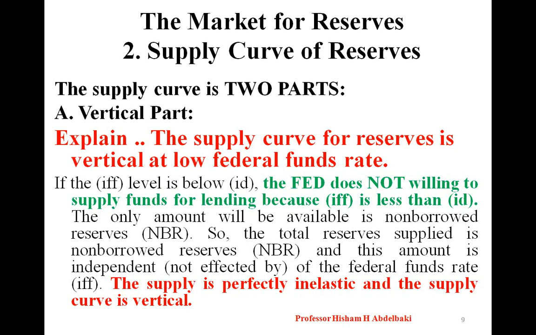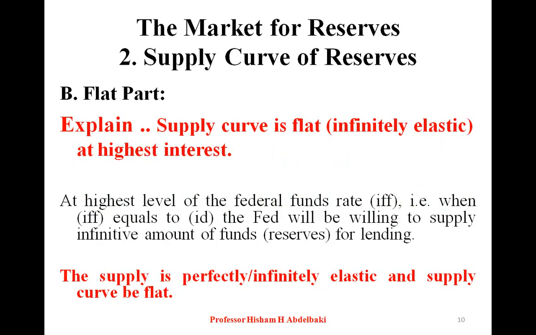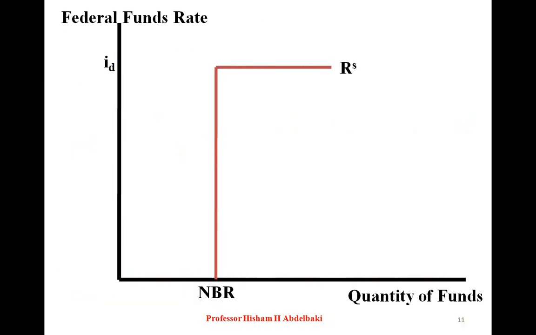But when FF equals ID, in this situation the central bank is willing to supply an infinite amount to be borrowed by the financial institutions. So when FF equals ID, the central bank has an infinite supply of reserves, of funds to be borrowed by the financial institutions. Now we have the demand curve and the supply curve. Now we move to the equilibrium between them.